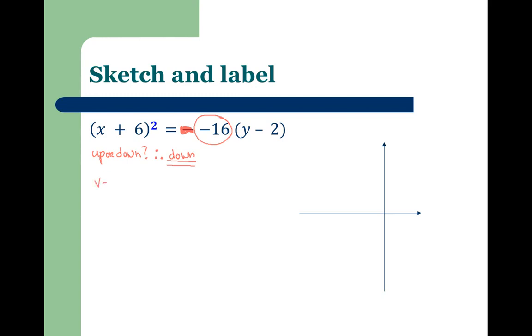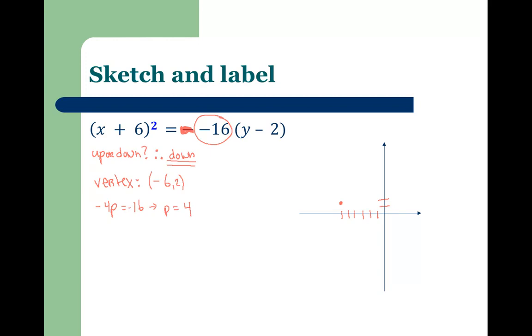So where is my vertex? My vertex, h, k, is negative 6, 2. 1, 2, 3, 4, 5, 6. And I know the scale is hard, I'm sorry. So negative 4p equals negative 16, right? Therefore, p is going to equal 4.